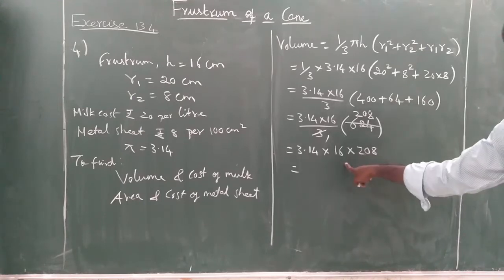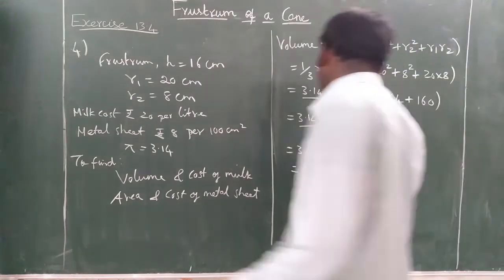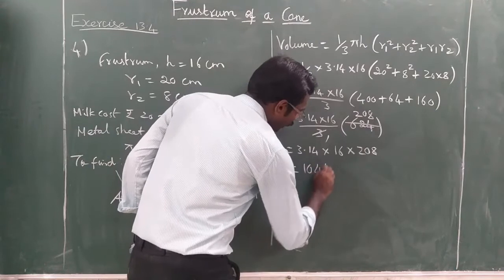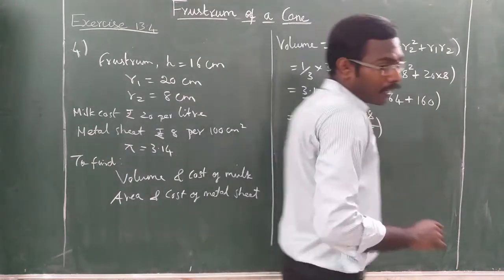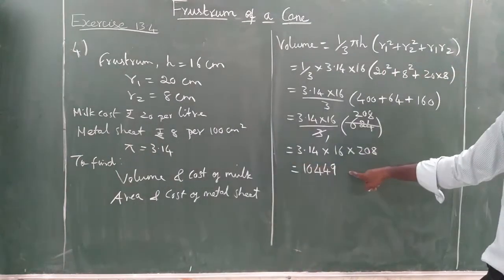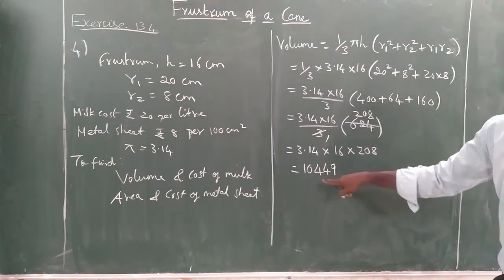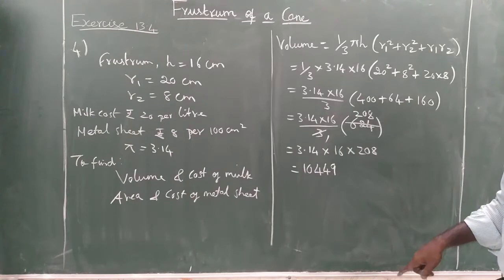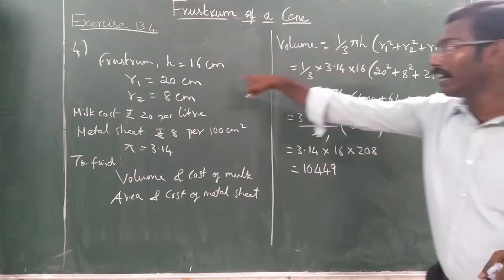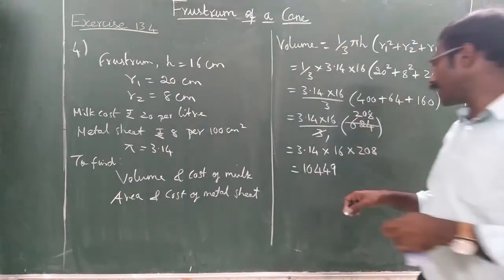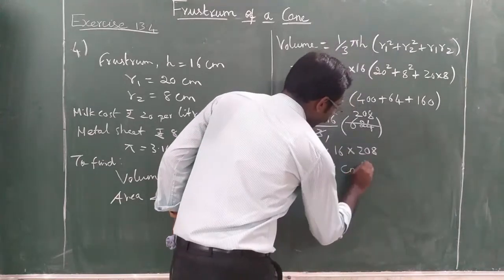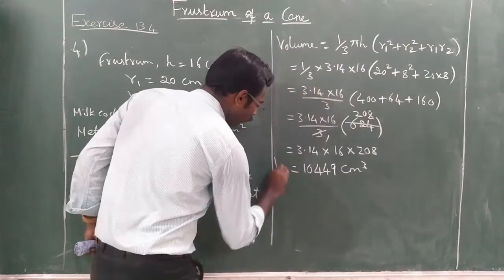If you multiply this, the answer will come like this: 10,449. Because I am considering the time, I am not multiplying it, but if you multiply this, you will get the answer 10,449. So this is the volume in centimeter cube. Okay, so this is the volume.